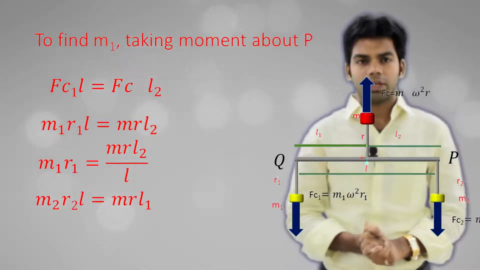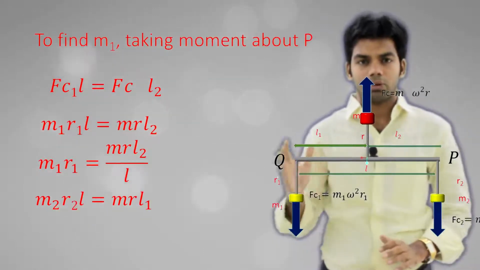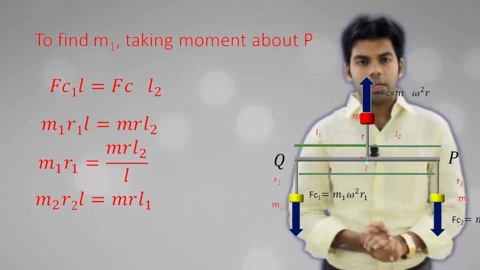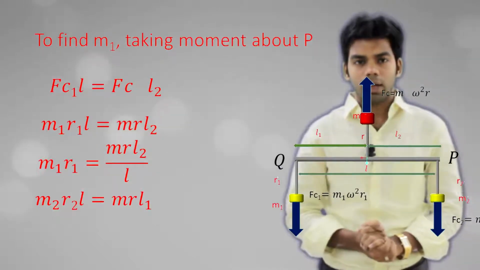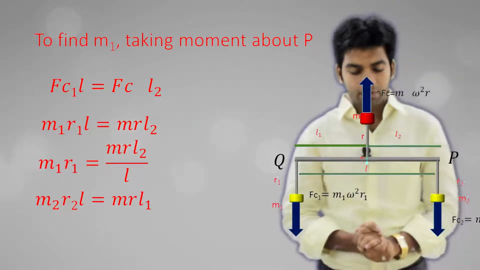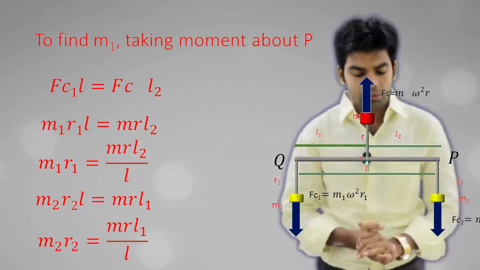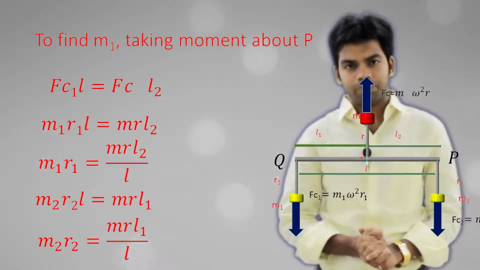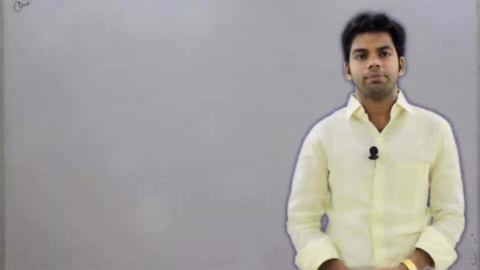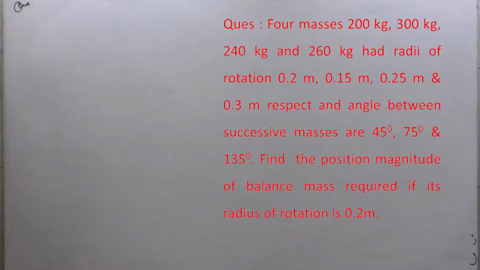So how can you determine that? Just take moment about q, and you will get m2 r2 L equal to m r L1, and from here this m2 r2 will be equal to m r L1 by L. Getting this now? Okay, so now we will solve one question related to this topic.